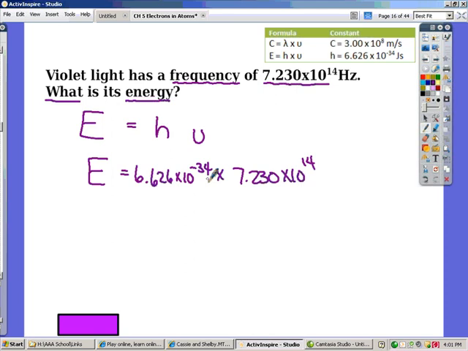And when I do that, I get a value of 4.791 times 10 to the minus 19th. And that would be in joules, because it's an energy. Again, it's a really small value because we're talking about light here. So light doesn't have a lot of energy associated with it.